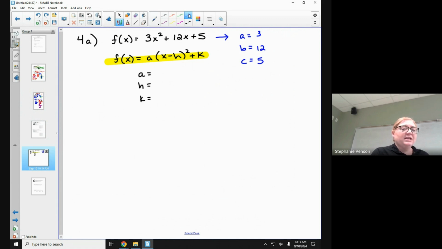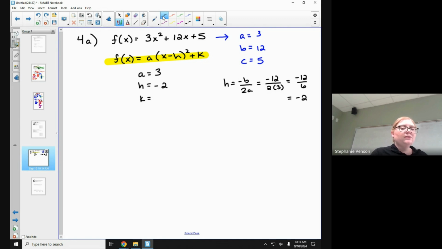Now, the a is the same. So if a is 3 in standard form, a is still going to be 3 in vertex form. So you actually already have your a value. You do need your h and your k, but we have a formula for finding h and k. h is found by computing negative b over 2a. We just learned that. So this would be negative 12 over 2 times 3, which is negative 12 over 6. So what is my h value? Negative 2.